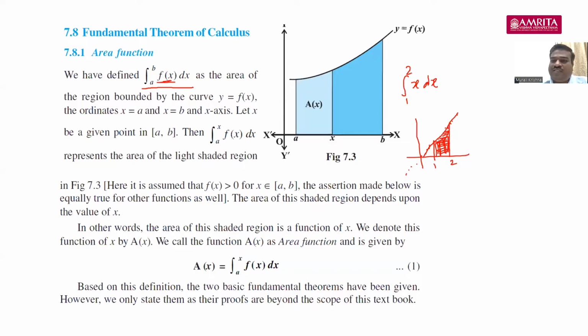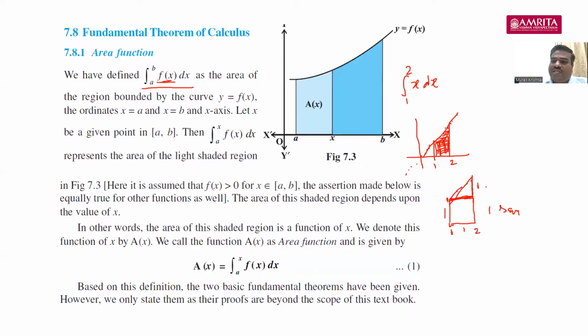Actually, how is this answer equal to our answer? If you notice the shape of this area, there is one square of height 1, between the lines x equal to 1 and x equal to 2, and there is a triangle also. The area of the square is one square unit, because the length is 1 and the breadth is 1, and for the triangle the base length is 1 and the height is also 1.